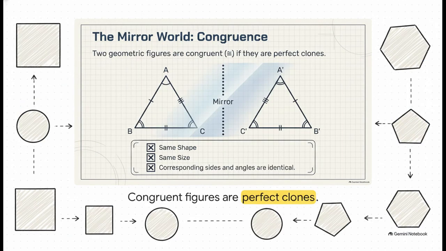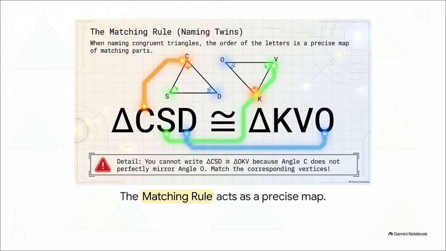To truly declare two geometric figures congruent, they have to be perfect clones. Imagine a mirror placed directly between them. They have to check three absolutely crucial boxes. They must be the exact same shape, they must be the exact same size, and every single corresponding side and angle must be completely identical. If triangle ABC looks into that mirror, it sees triangle A', B', C' looking right back, matching identically, piece by piece.